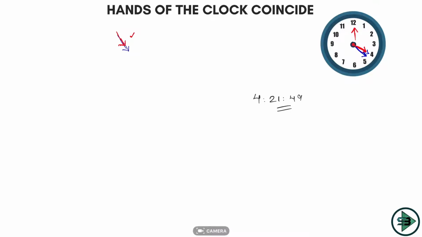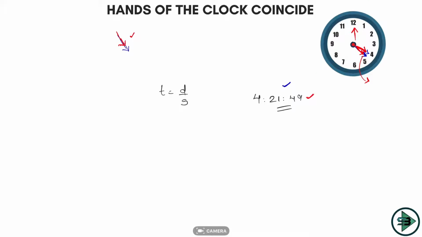What will happen in the next 1 minute 49 seconds? This minute hand will move ahead from 4, and at 4 hour 21 minutes 49 seconds it will overlap with the hour hand. Minute hand and hour hand will overlap or coincide at 4 hour 21 minutes 49 seconds, and that is my final answer to this. Okay, so that's a simple concept. All that we did here is time equals distance upon speed.